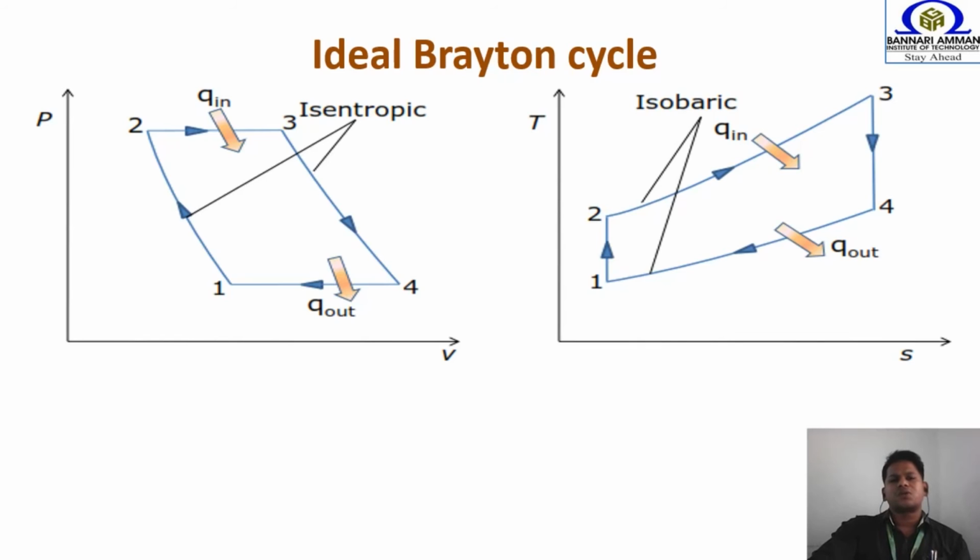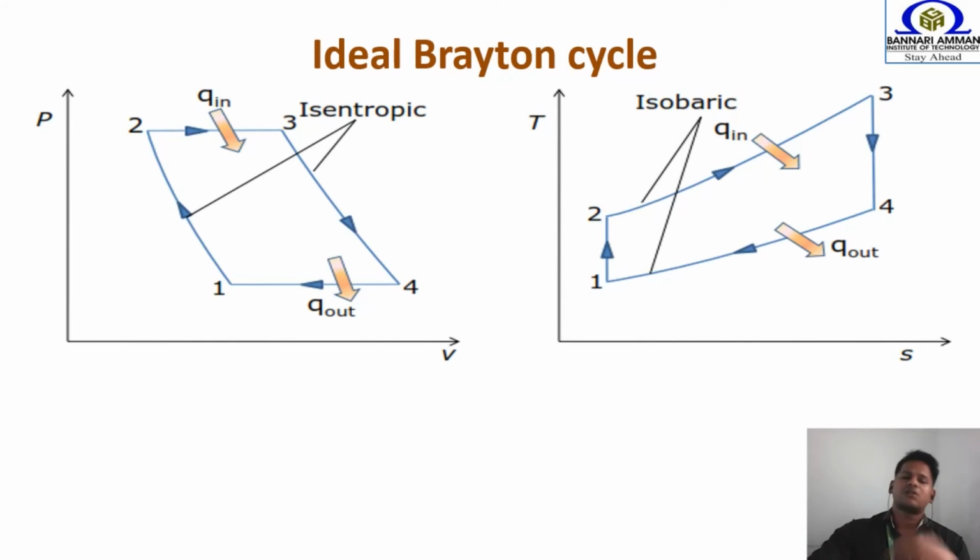Now we will discuss how we can compute the performance of the ideal Brayton cycle. How can we find the amount of heat supplied to the Brayton cycle? How can we find the amount of heat rejected from the Brayton cycle? How much work is given to the compressor? How much work is expanded from the turbine, and so on?